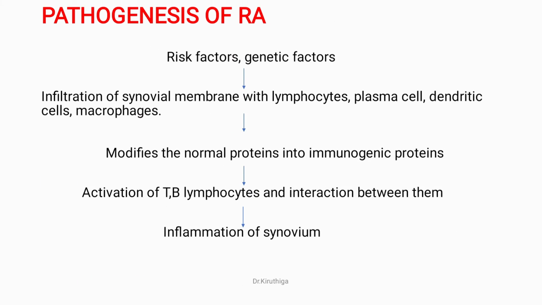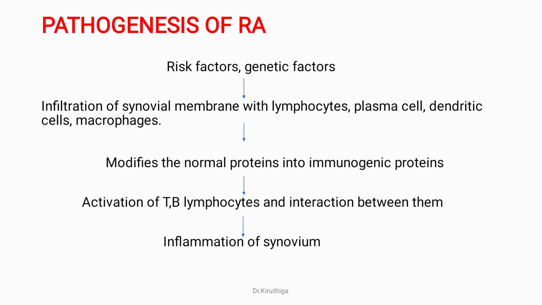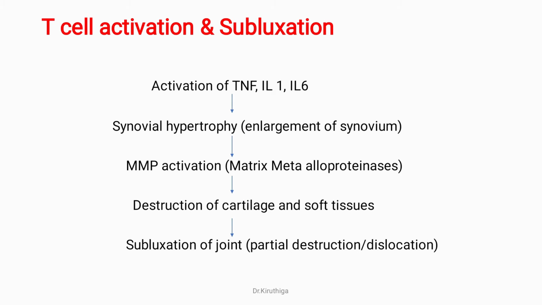The cells involved in the inflammatory process here are T and B lymphocytes. The activation of T lymphocytes releases tumor necrosis factor, interleukin 1 and 6. Because of these substances, the synovium starts enlarging. It also activates the MMP. MMP means matrix metalloproteinases. These are responsible for destruction of the cartilages and chondrocytes. So it ends up with cartilage destruction and dislocation of the joint.